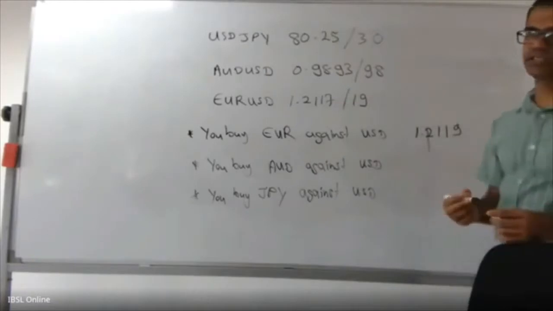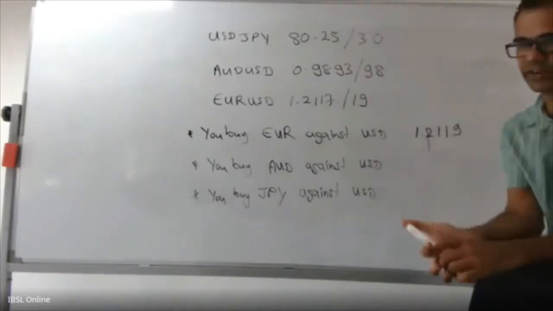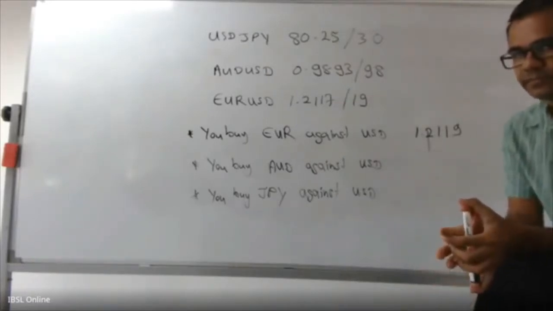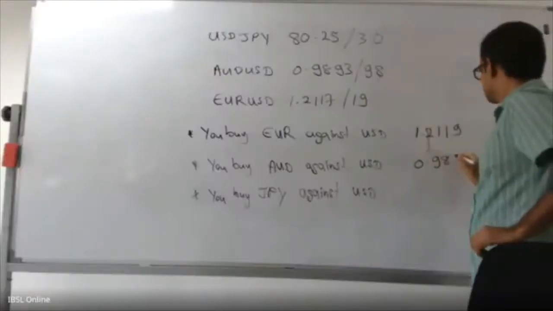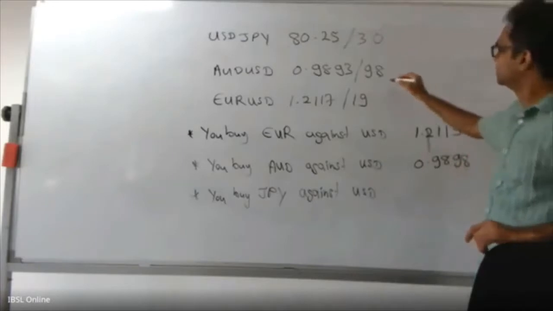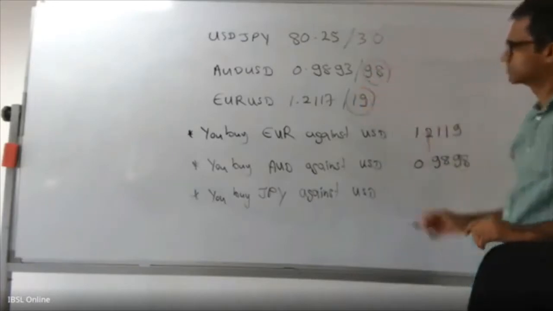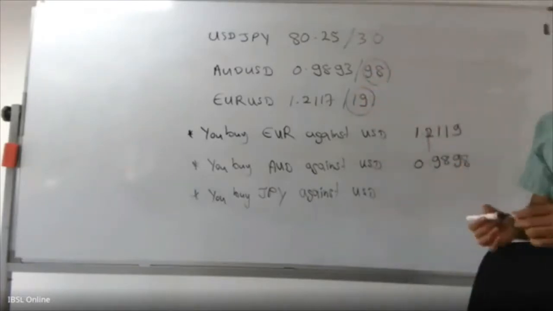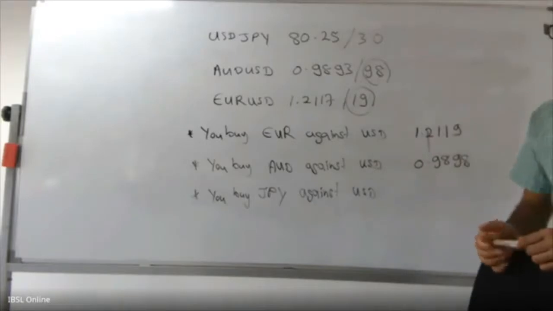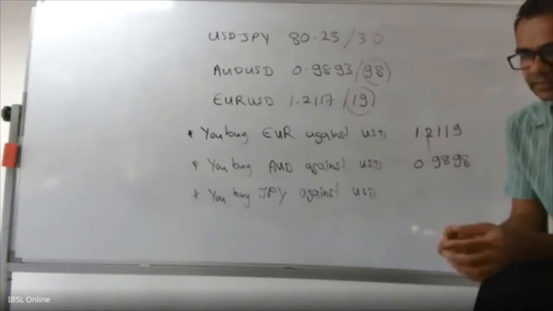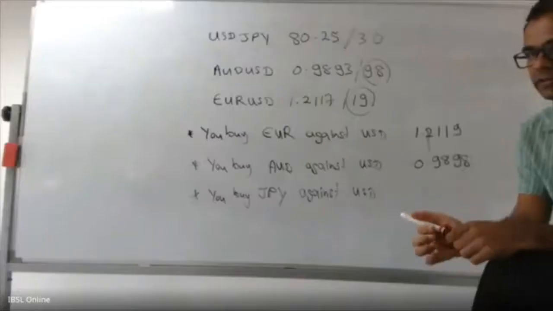You want to buy AUD against dollar. At what rate you buy? 0.9898, at the offer. You want to buy yen against dollar. It's 80.25.